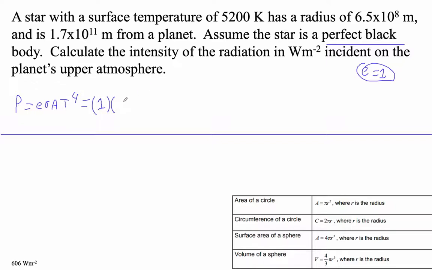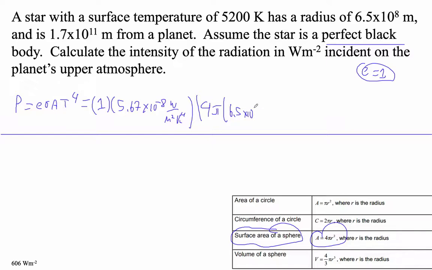Okay, and then it's 5.67 times 10 to the minus 8th, and that's watts per square meter Kelvin to the 4th, right? And then what's our area? Well, the surface area of a sphere is right there, right? So that's going to be 4 pi times 6.5 times 10 to the 8th squared, right? So that's my area. I'm using the surface area of this star, right? And then 5,200 to the 4th, right?